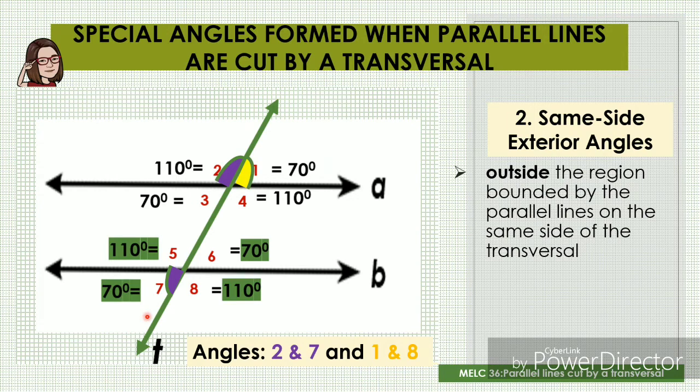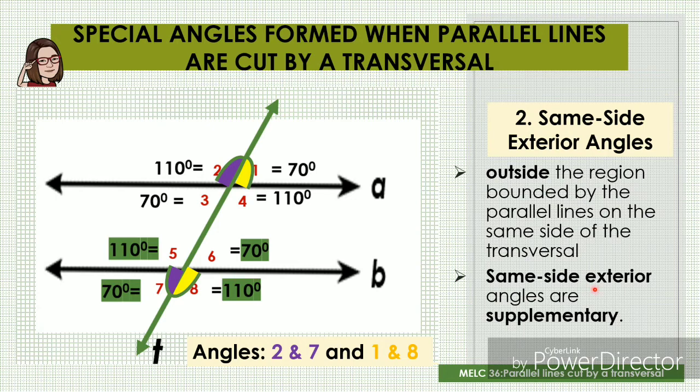Another pair is angle 1 and angle 8. So, 70 degrees ang measure ng angle 1. Ito naman ay 110 degrees. So, ano ang masasabi nyo sa relationship nila? Ang total ay 180 degrees. Diba? So, therefore, same side exterior angles are supplementary.